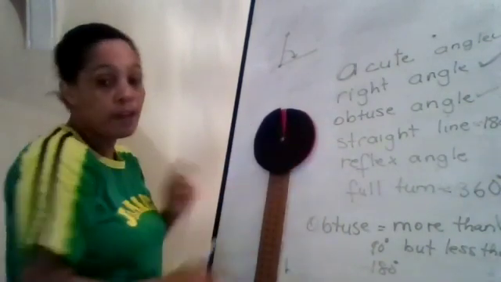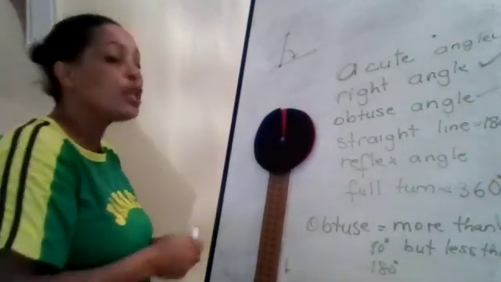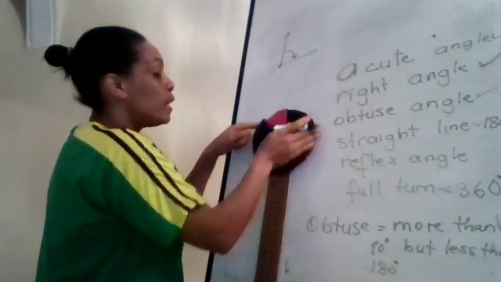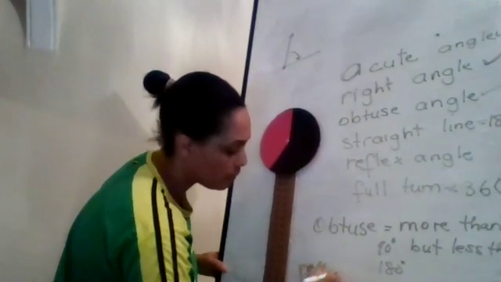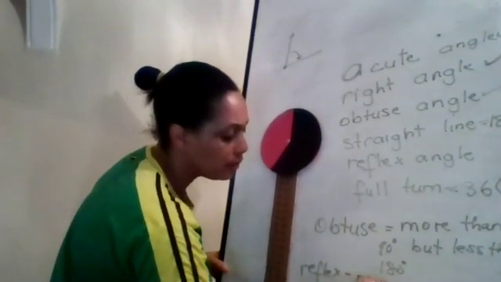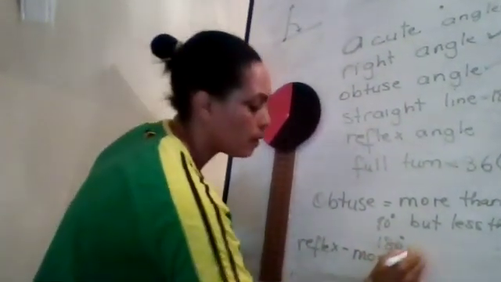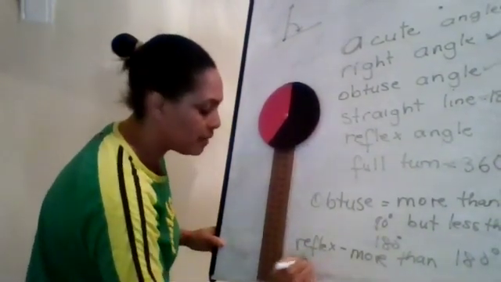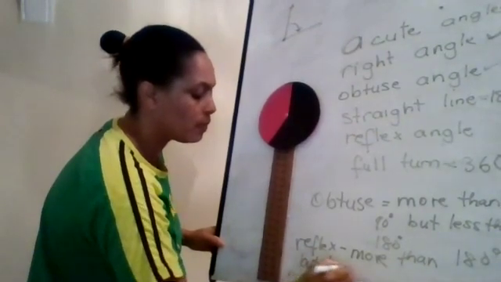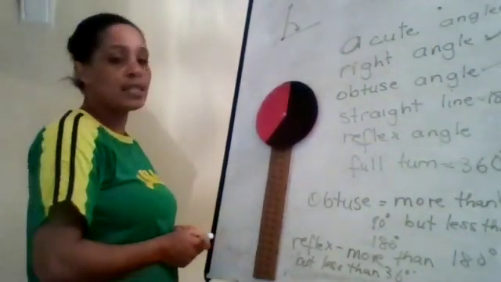Now, if I've passed a half turn, everything more than a half turn but less than a full turn is what we call a reflex. So a reflex is more than 180 degrees but less than 360 degrees.